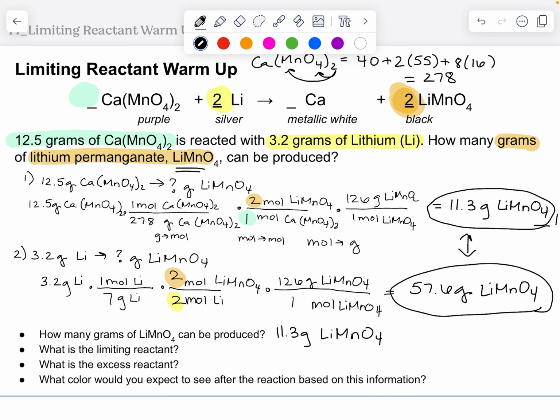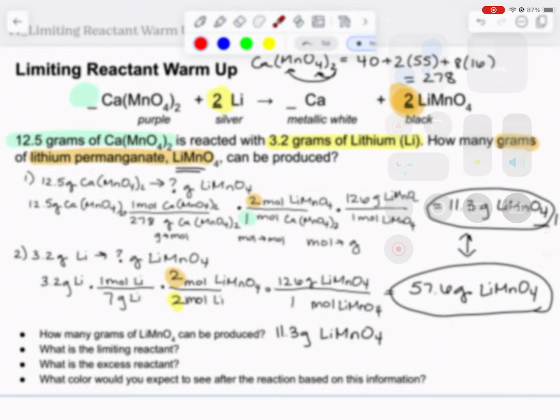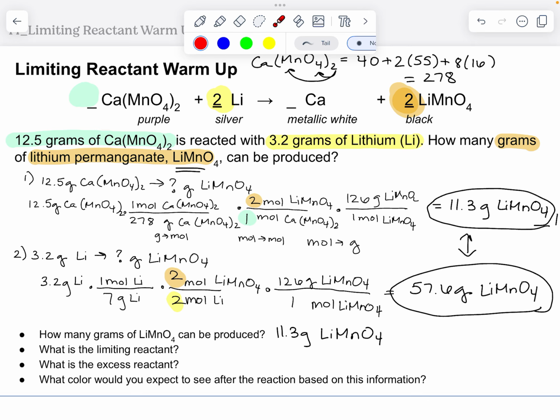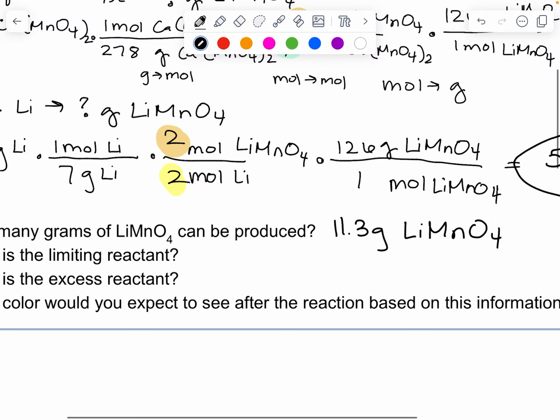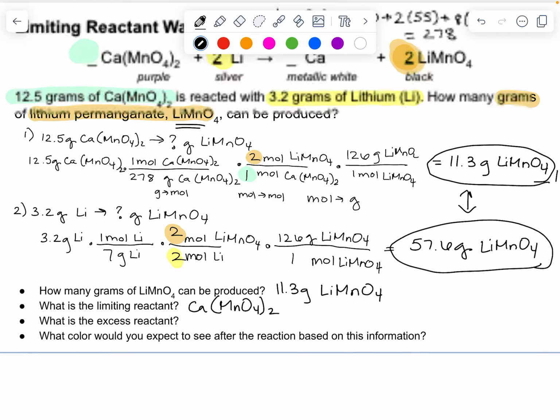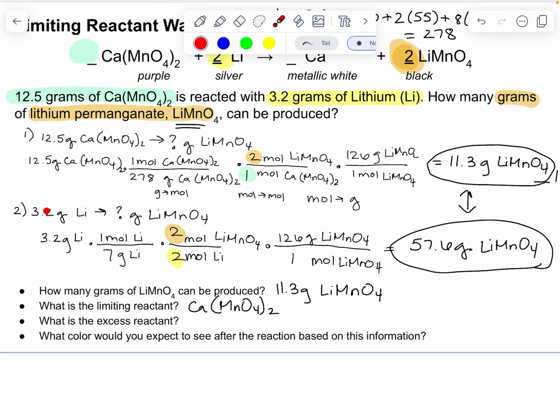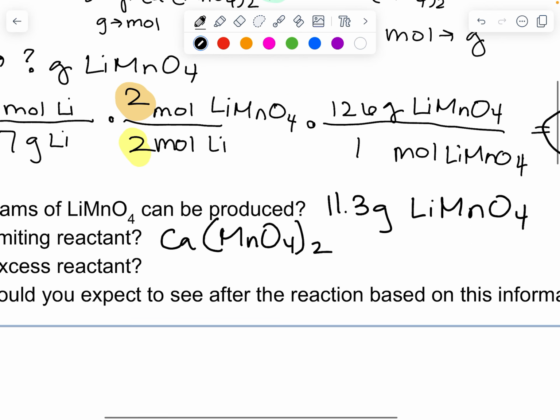Now we can look at this. Well, what is our limiting reactant? Our reaction stops after that 11.3 grams is produced. So what is the reactant that produces that? Well, that came from our calcium permanganate reactant. So our limiting reactant was that calcium permanganate, CaMnO4 2. Our excess reactant, well, we had more than enough lithium. It was able to produce a lot more. So lithium is our excess reactant.